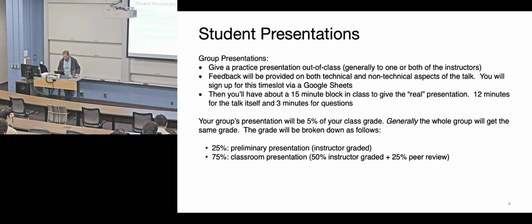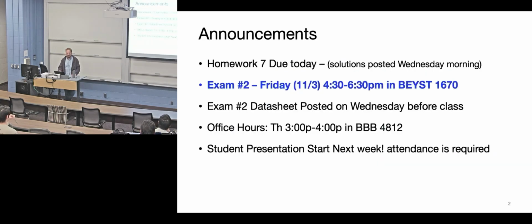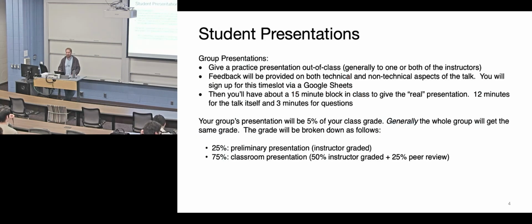Okay. I guess this slide is just about that. So it's worth 5% of your grade. You'll come and give me or Matt a talk beforehand. We'll give you feedback. 25% of the grade for this project is just the instructor review. Attendance is required for these things. Students will be filling out Google Forms to help peer grade the presentation as well. Okay. All right. Any questions about the logistics, what's happening for the rest of the semester, or the student presentations?